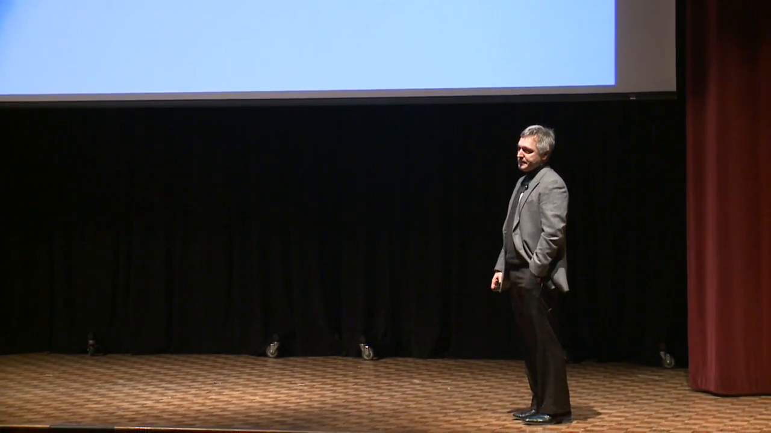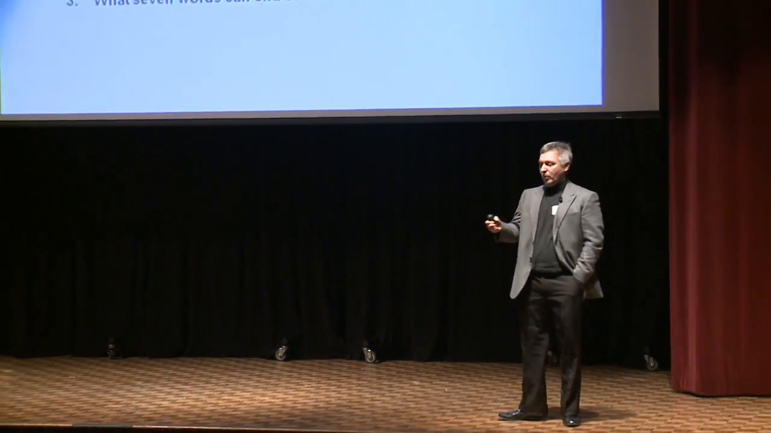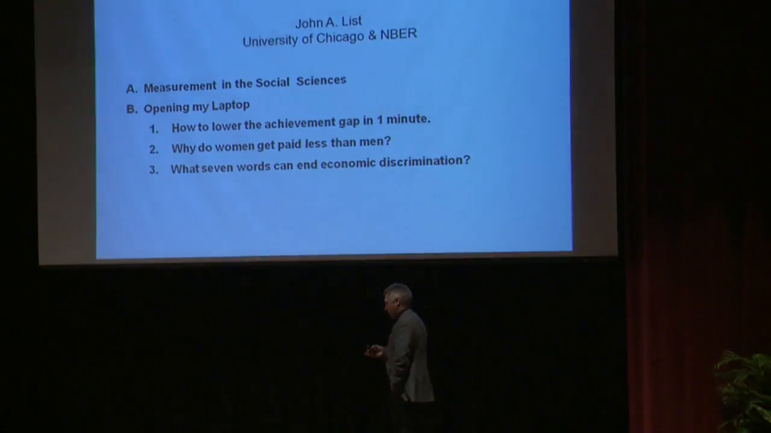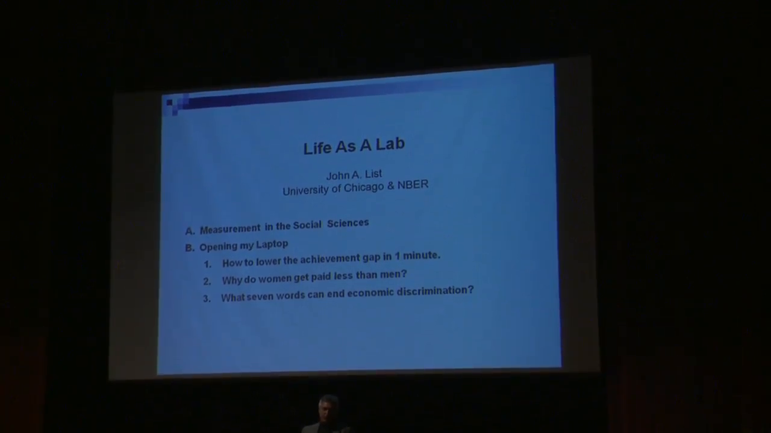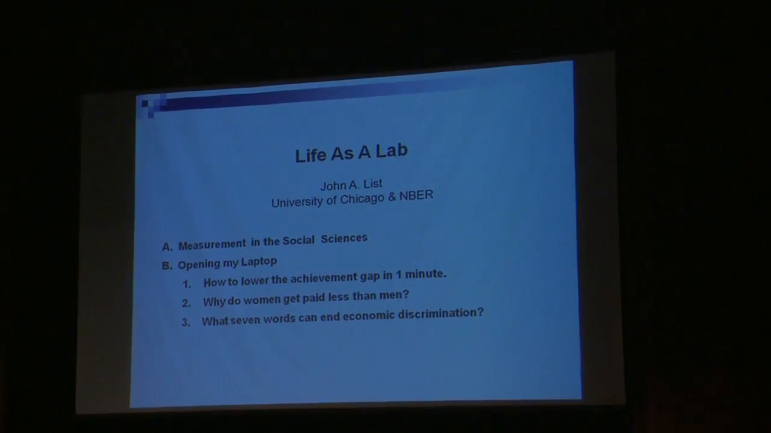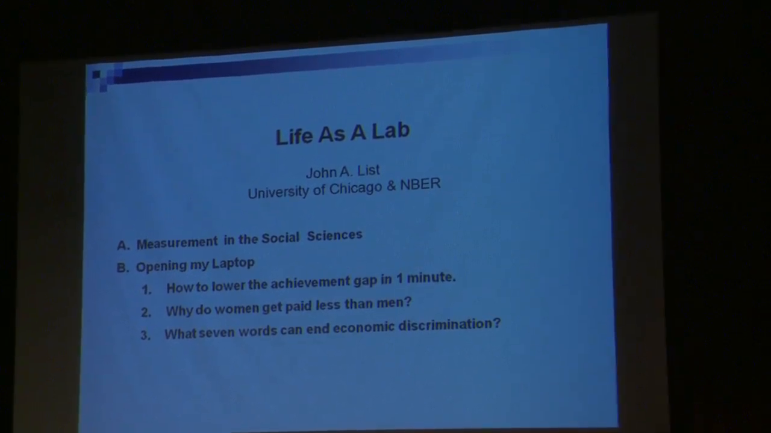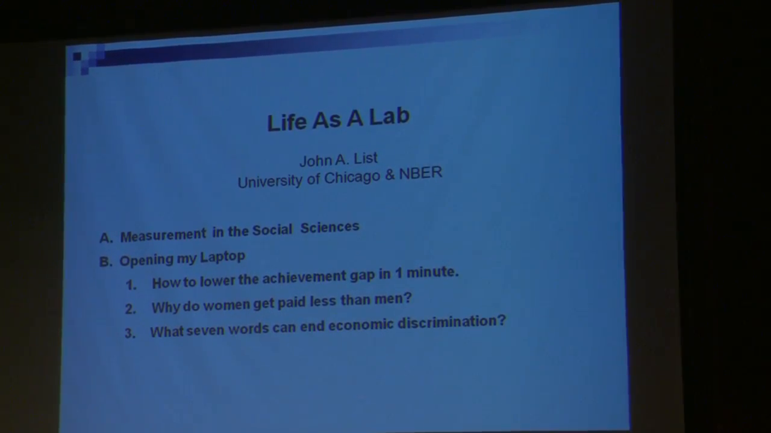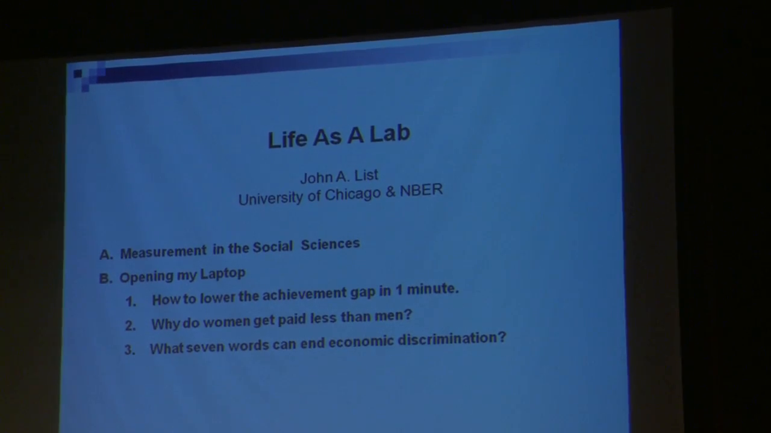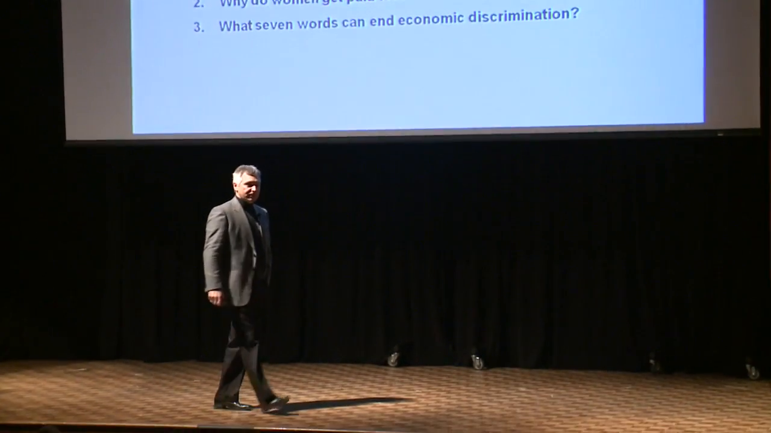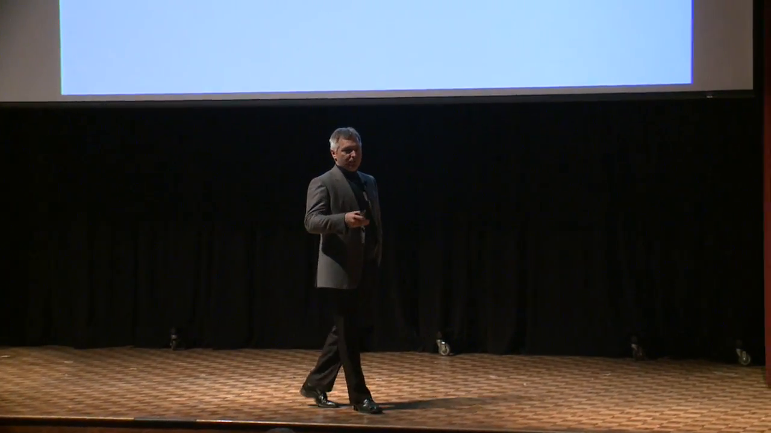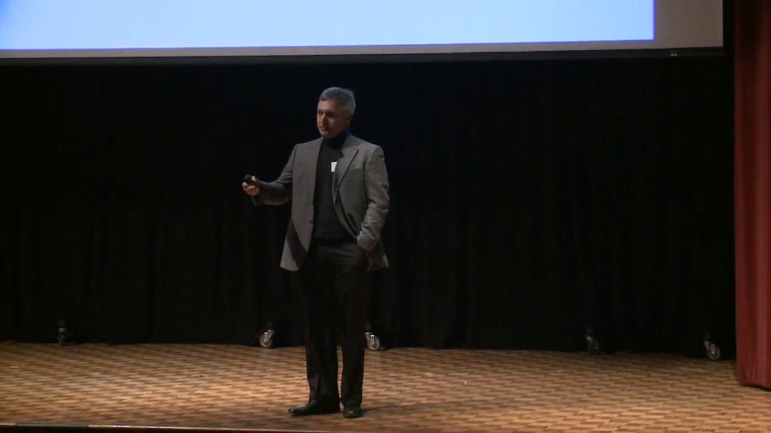One topic revolves around education, as was mentioned. We'll talk about how to lower what's called the achievement gap. Why are there significant gaps still between minority students and majority students? I'll talk about ways in which and why women get paid less than men in the labor market. It's still a fact that for every dollar men earn in the labor market, women earn about 90 cents. We'll detail using field experiments why that might be the case.